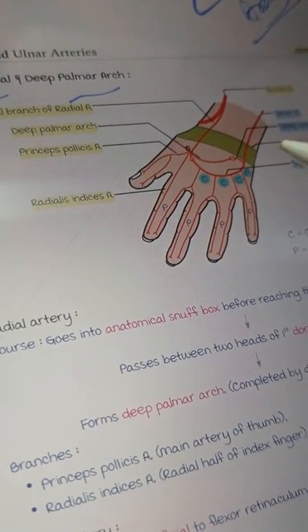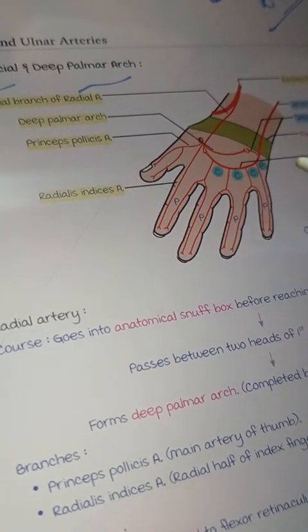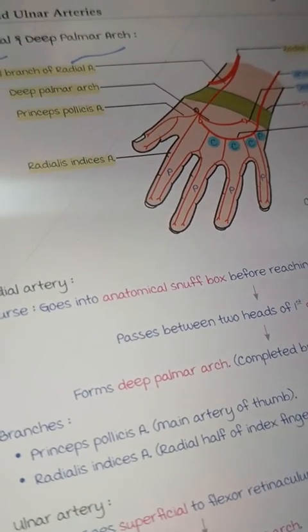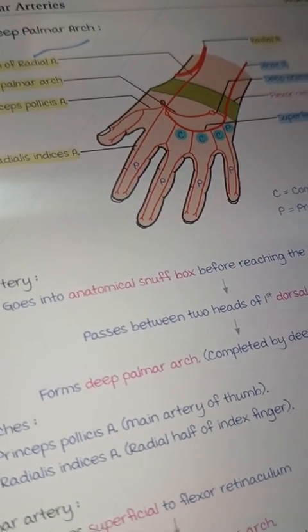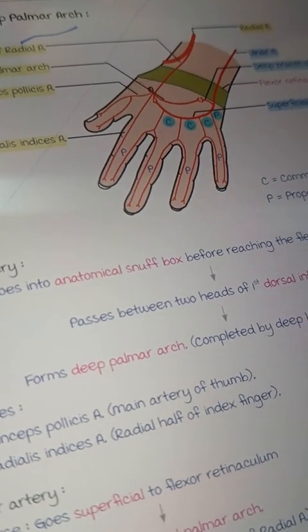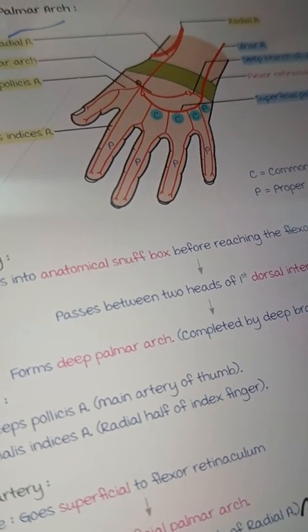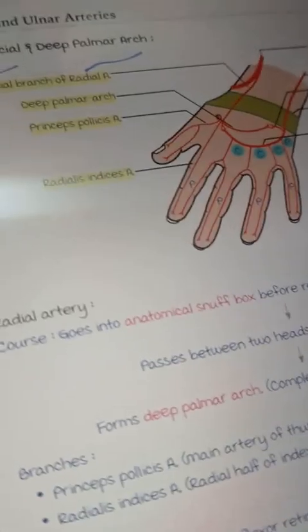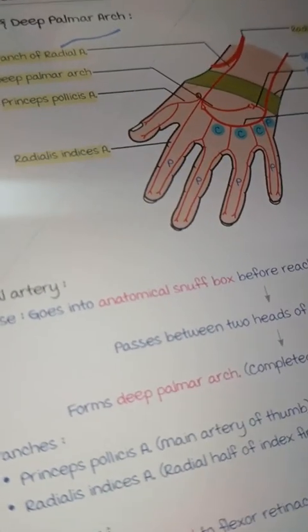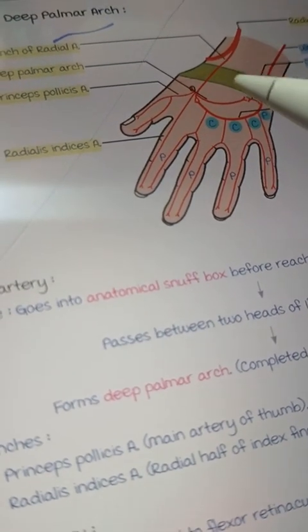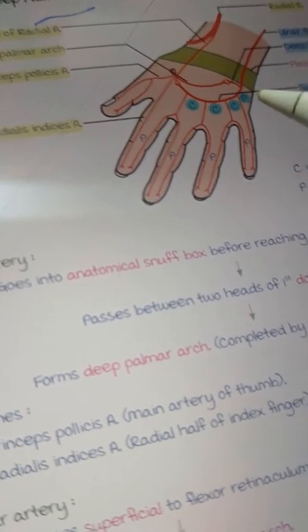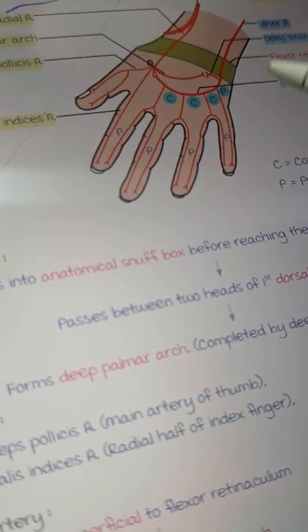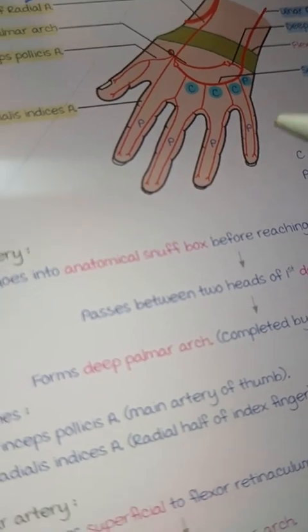before entering the flexor retinaculum, it passes between two heads of the first dorsal interossei. What is this? Radial artery course. Then it passes between two heads of the first dorsal interossei, and then it forms the deep palmar arch. Can you see? It has passed between two heads of the first dorsal interossei and is completed by the deep branch of the ulnar artery. This forms the deep palmar arch.